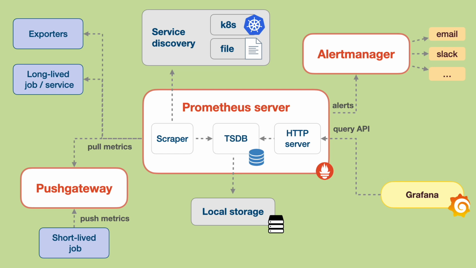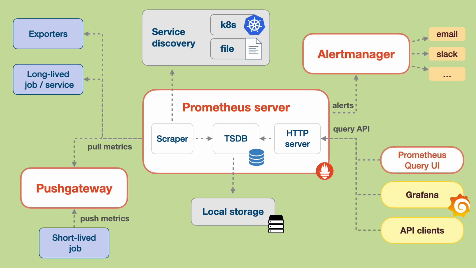Grafana is not the only option. Many clients can query Prometheus directly using the API. One example is the Prometheus Query UI, which allows you to run PromQL queries directly in the browser. You can see current values, visualize metrics over time, and experiment with functions. It's also useful for testing alert rules before deploying them.